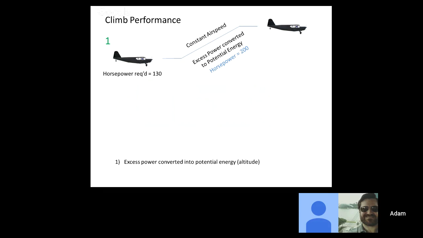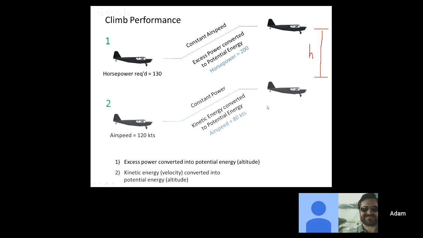So in this example, we've got 130 horsepower, which is a unit of power measure. And to hold our constant airspeed, your engine's going to actually have to output more horsepower. Its excess horsepower will be converted into potential energy. Make sense? Yeah. Okay, good.